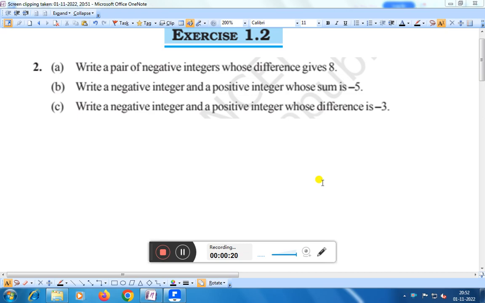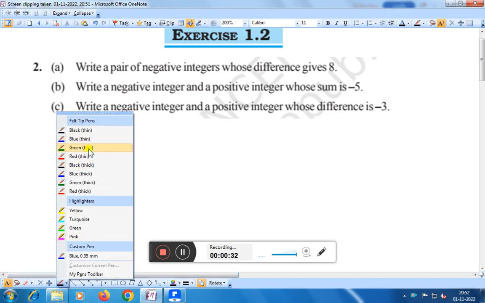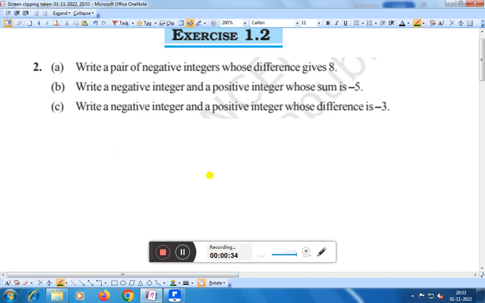Let us solve first question number A. Write a pair of negative integers whose difference gives 8. Let us take two integers.